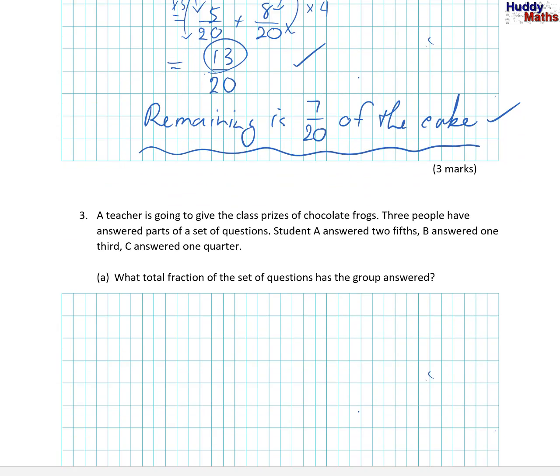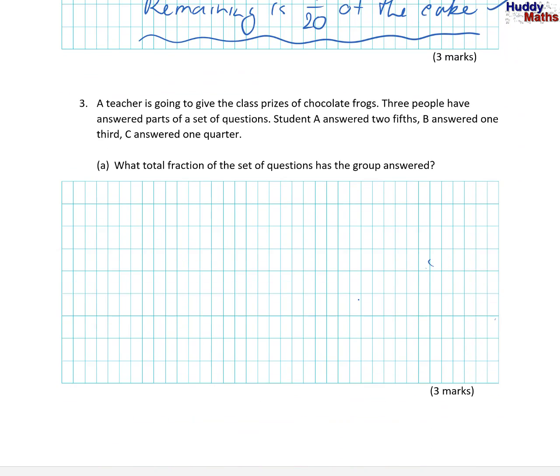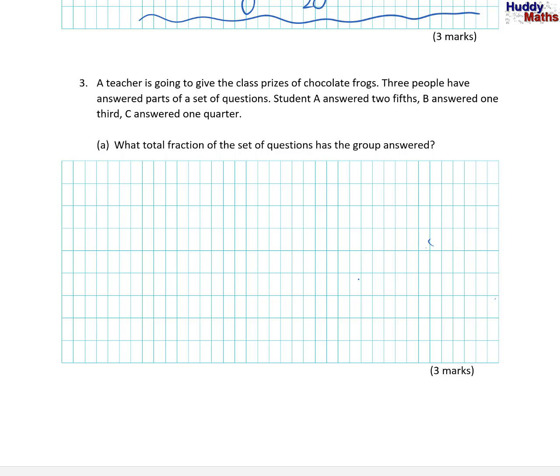Question 3 now. Question 3 is a bit of a puzzle question. It says, a teacher is going to give the class prizes of chocolate frogs. Oh, I wonder who that teacher is. 3 people have answered parts of a set of questions. Student A answered, now I think we better underline this, 2/5. B answered 1/3, and C answered 1/4. What total fraction of the set of questions has the group answered?